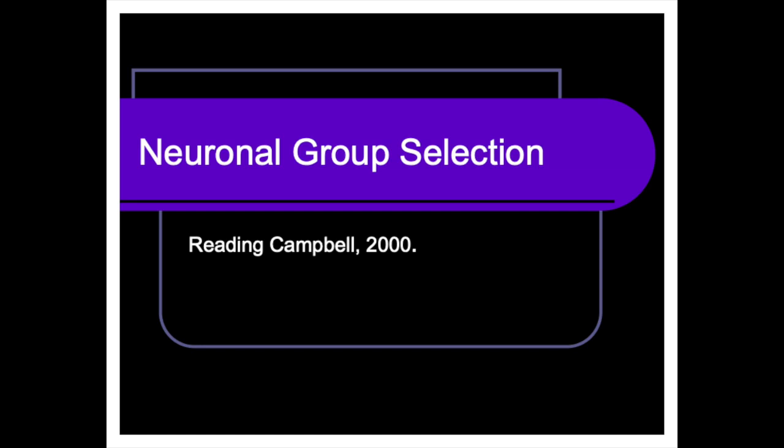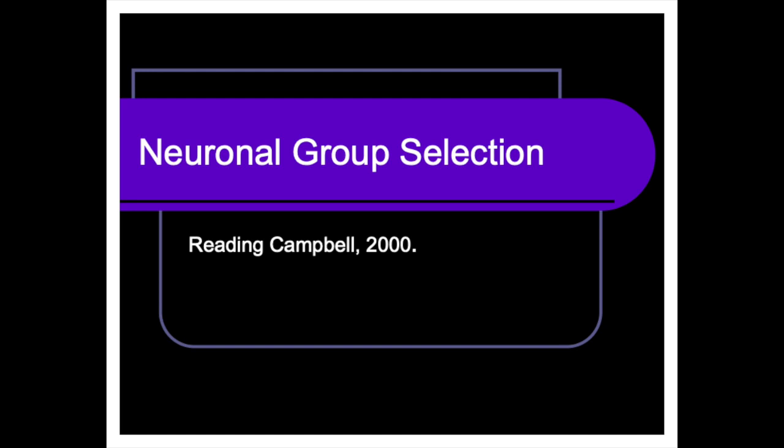All right, so let's start talking about the third theory, and this is again the third modern theory. So we talked about reflexive, we've talked about hierarchical, we talked about our first modern theory of motor programming, and then we talked about our second modern theory, which would be systems, and this is our third modern theory, neuronal group selection. And I've provided for you guys a reading.